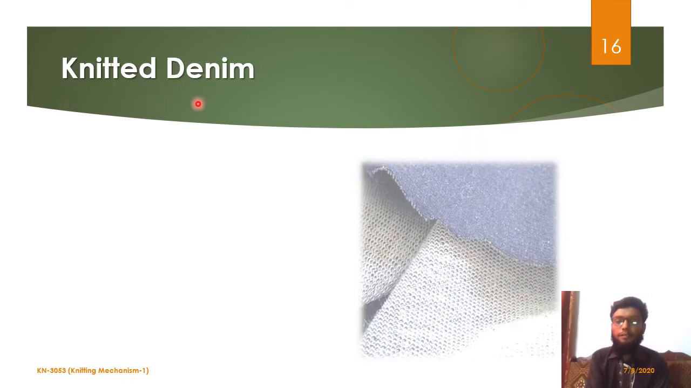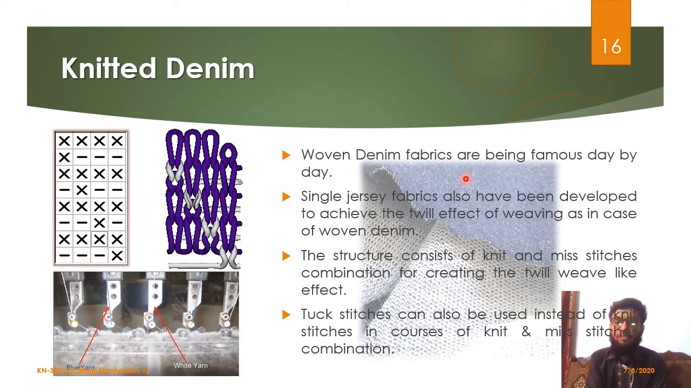Knitted denim. Woven denim fabrics are becoming famous day by day. That's why a single jersey fabric structure has been developed, creating a twill weave effect as used in denim fabric. Here is a design notation of the knitted denim, and here is a 3D image. This is the arrangement of yarn on the machine, while tuck stitches can also be used on behalf of these knit stitches. That denim is called tuck denim.